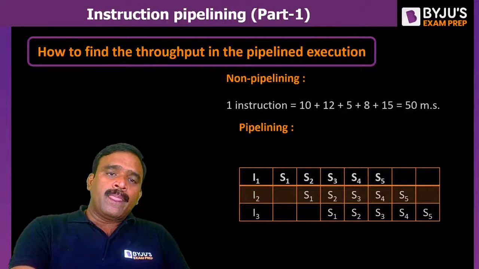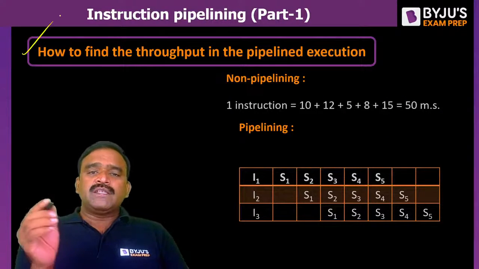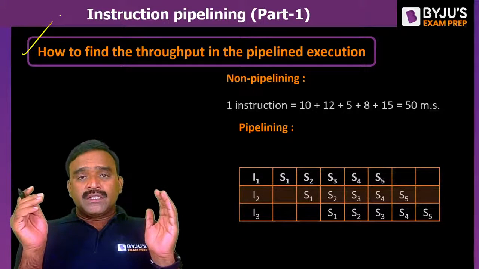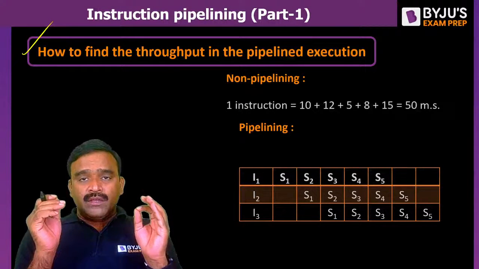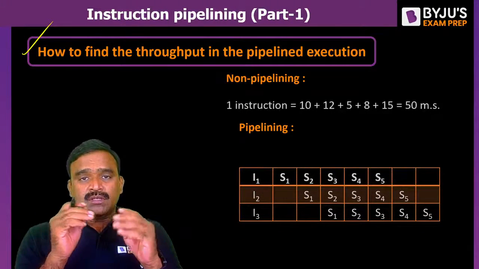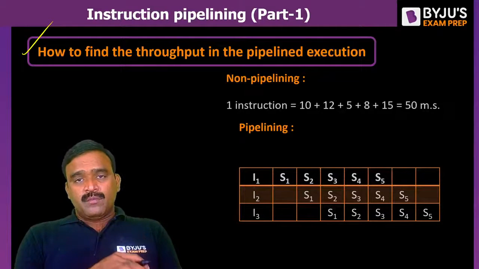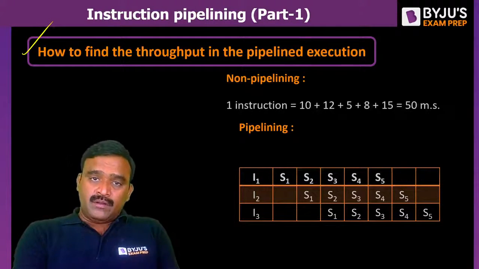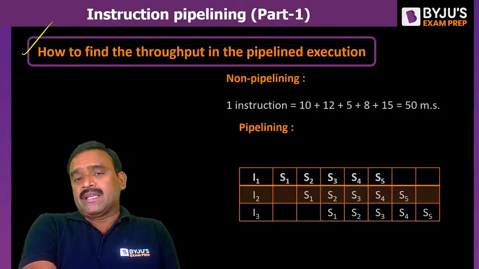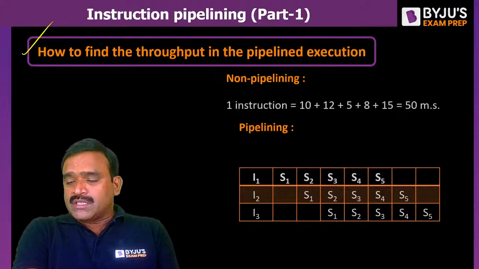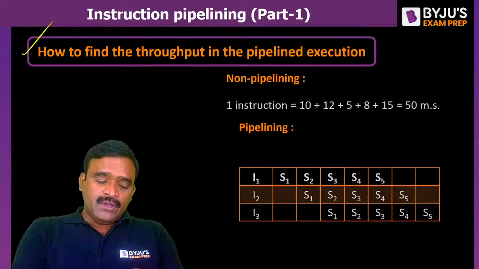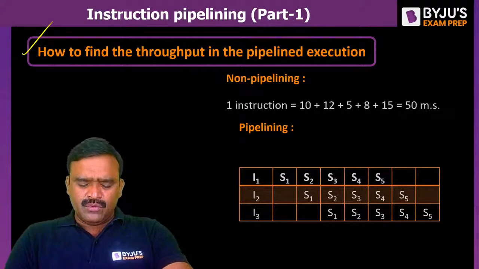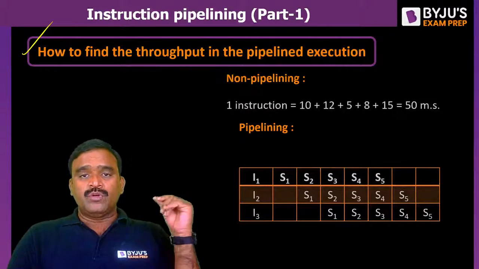Okay, now coming to throughput. Throughput is very simple. How many instructions we are executing per unit of time is nothing but throughput, whether it is non-pipelining or pipelining. So it is the number of instructions executed per unit of time, and that unit is usually seconds. For 1 second, how many instructions you are executing is the criterion. That is the most important thing for you to understand about throughput.